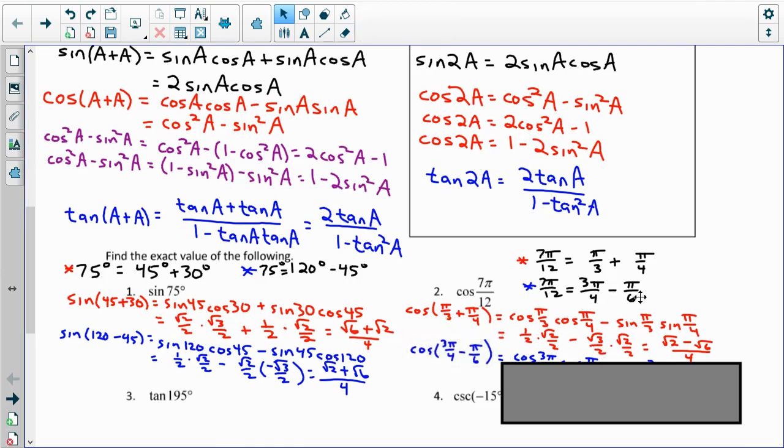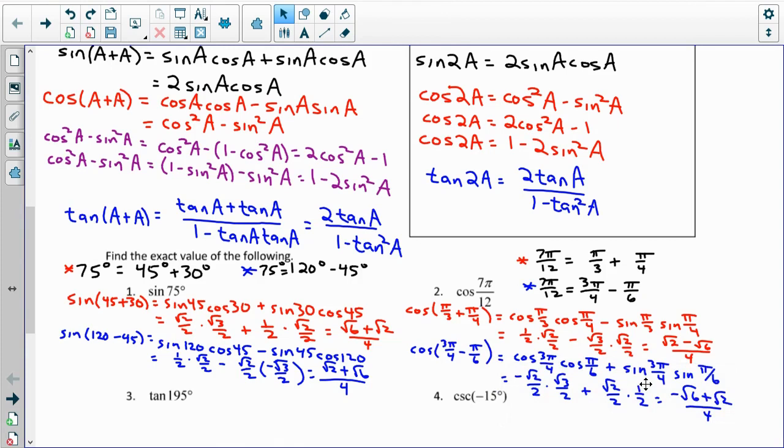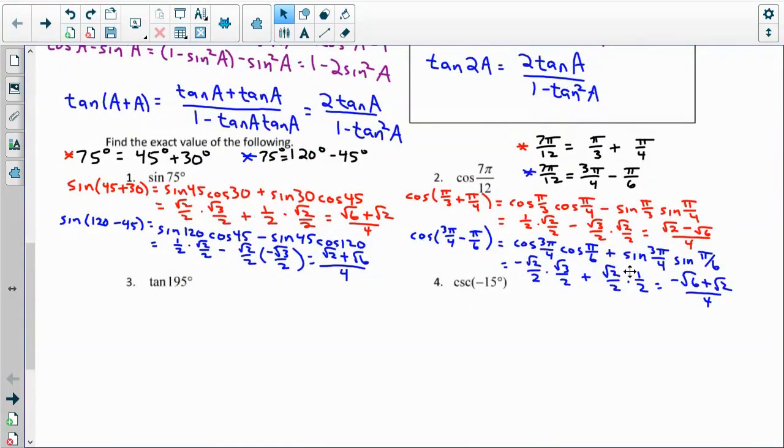If I did this with 3 pi over 4 minus pi over 6, I have cosine of 3 pi over 4, cosine of pi over 6, plus, because remember we're changing the sign, cosine coalition changes the sign, plus sine of 3 pi over 4, sine of pi over 6. I end up getting the exact same answer, but again, the commutative property of addition. So I have negative root 6 plus root 2 over 4.